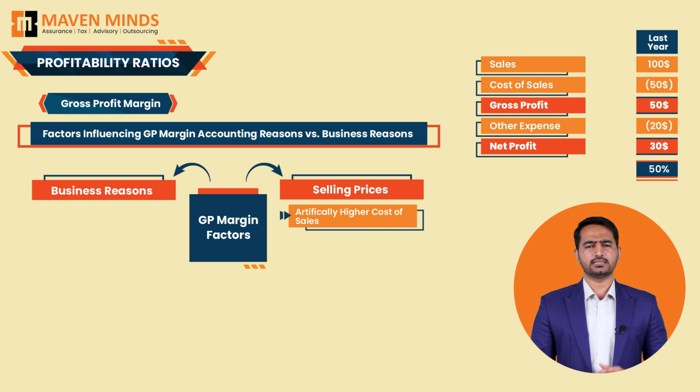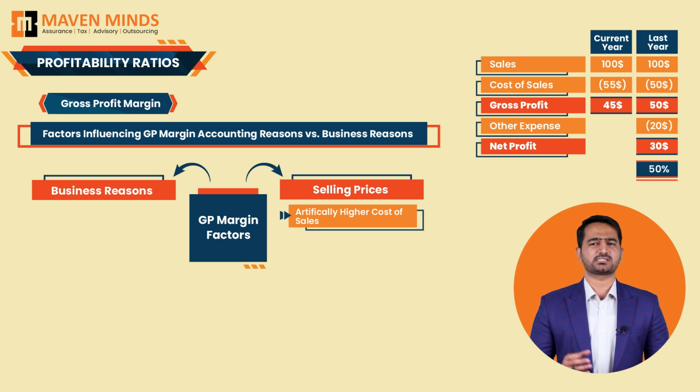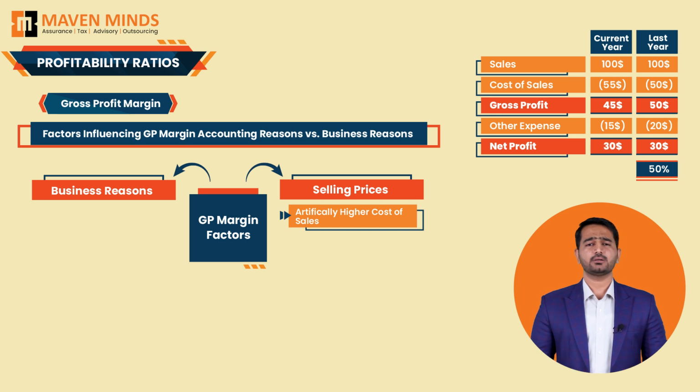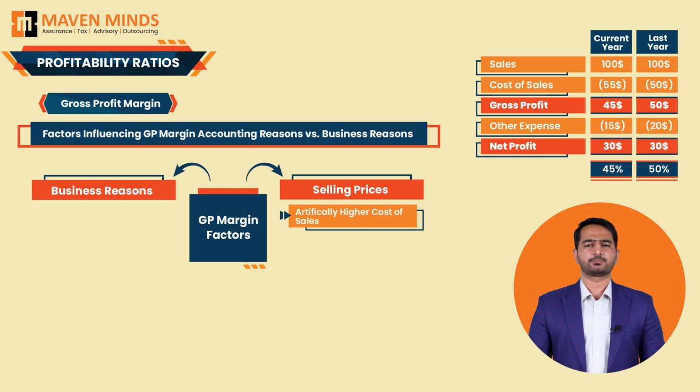In the next year, let's say sales remain unchanged at $100, but the cost of sales rose to $55, decreasing the gross profit to $45. If we assume the other expenses are $15, the net profit remains the same at $30. However, GP margin would now be 45%. 45 divided by 100 and multiplied by 100.